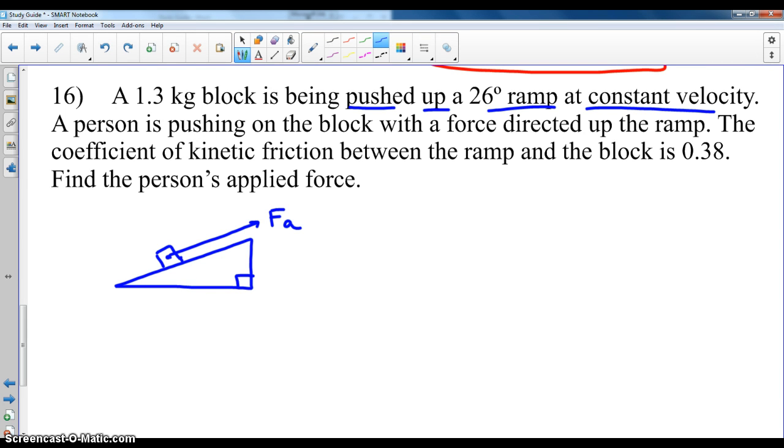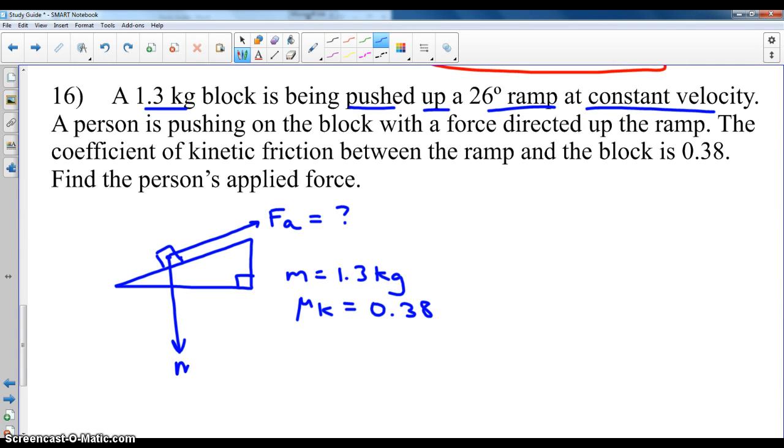And what else are we given? We're given the mass of the block. The mass is 1.3. The coefficient of kinetic friction is 0.38. Right? So we have to find the person's pushing force. That's our unknown.